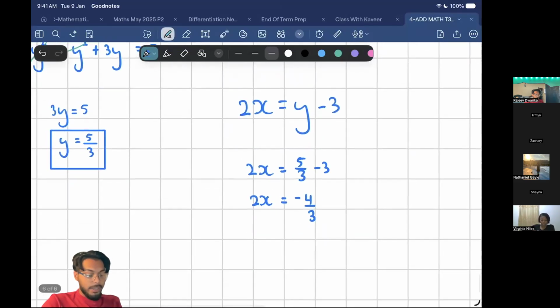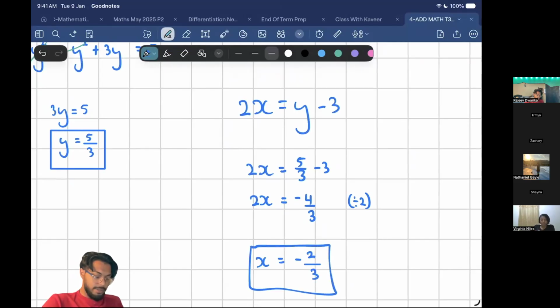And then we're going to halve that because we want to find x, right? Right now we have 2 times x. So we're going to divide both sides by 2. And when you work it out, you should get minus 4 over 6. Which is minus 2/3, right? Yeah, which is minus 2/3. Okay. Yeah, so those are my answers.